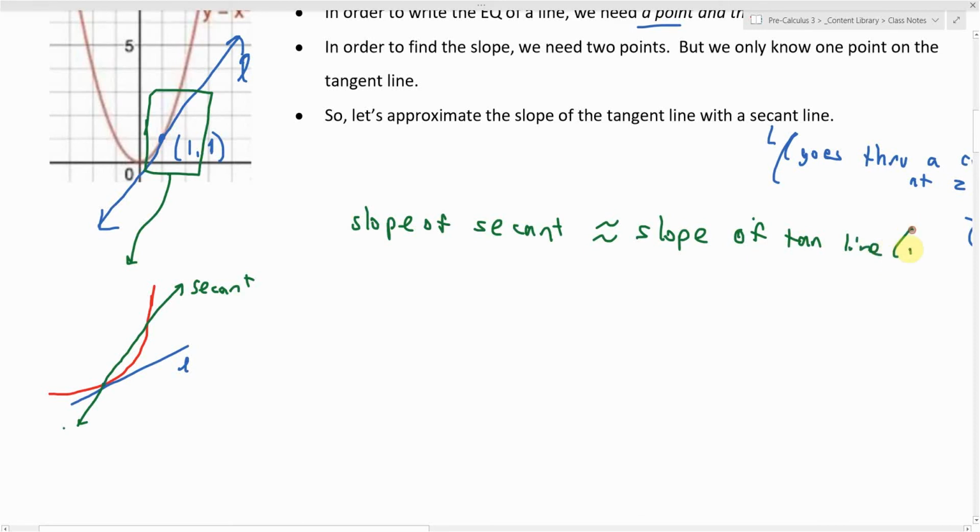Right? I'm going to call that slope m. That's the slope that we're interested in. Okay. So if I label these 2 points here, the point that we were given we'll call P. We know it's (1, 1). And this other point here, I'll call it Q. Well, I don't know where it is, but I know it has some x value.